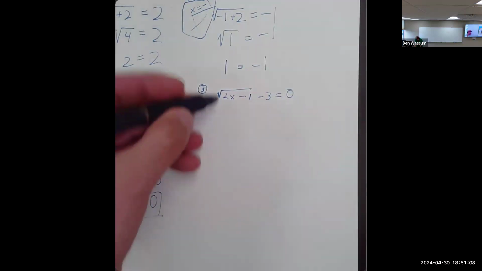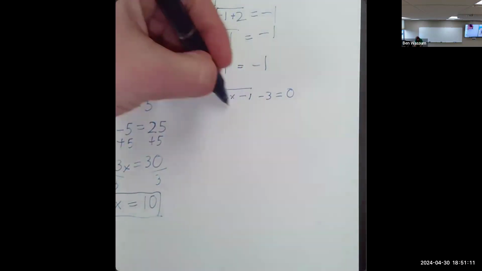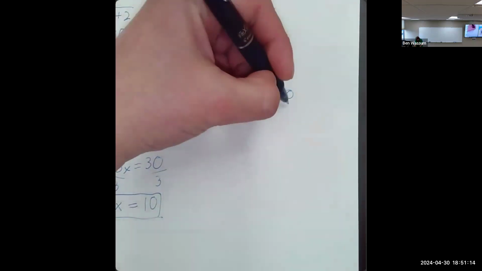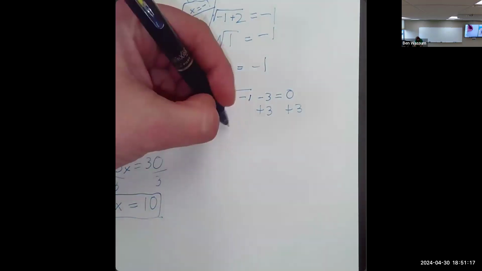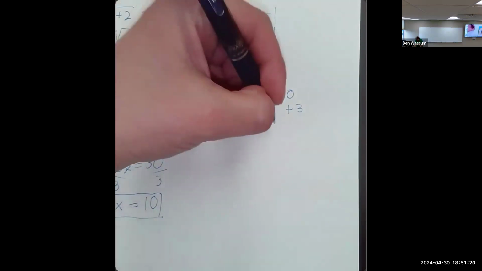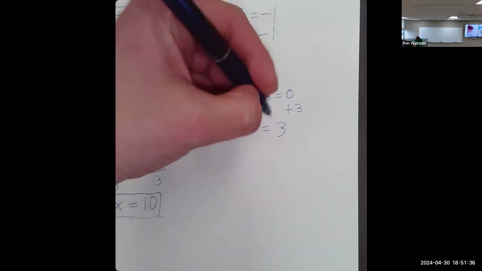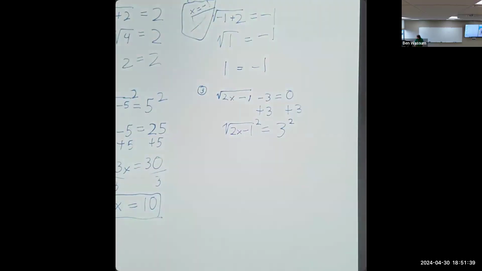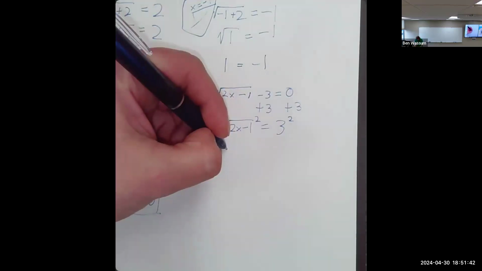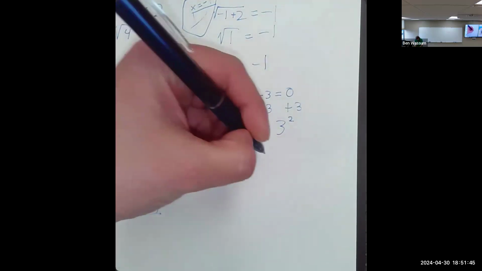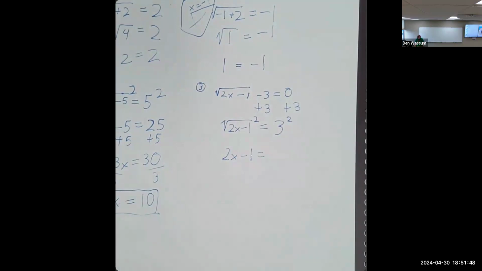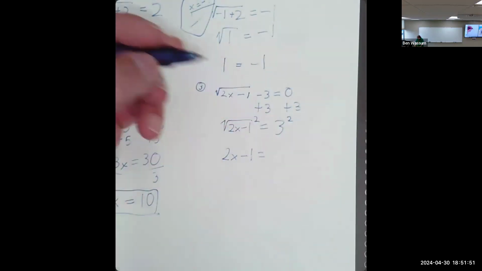So what you always want to do on these types of problems is get that square root alone on one side. So if I add that 3 that's outside of the square root to the other side, I now have something functionally identical to the last problem. At this point, it is a square root equals something. To cancel the square root, we square both sides. On the left, the square cancels the square root, and we have 2x minus 1. On the right, we actually have to square the number. 3 squared, 3 times 3, that is a 9.